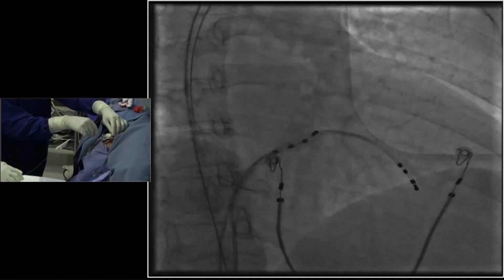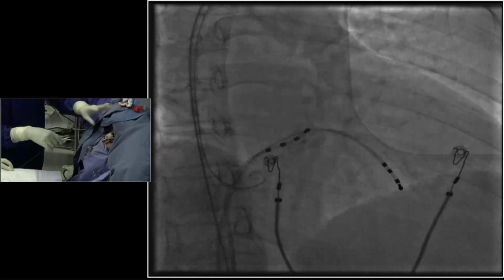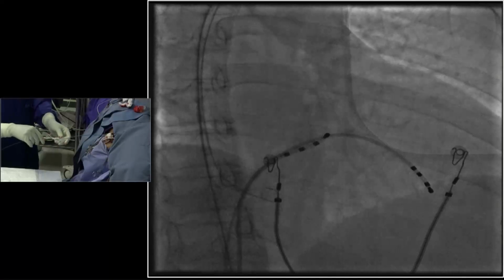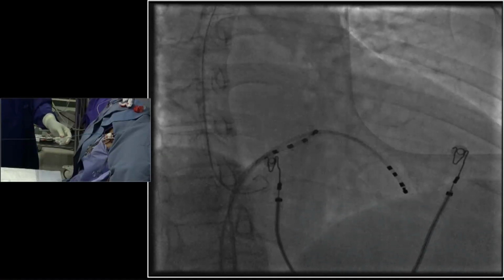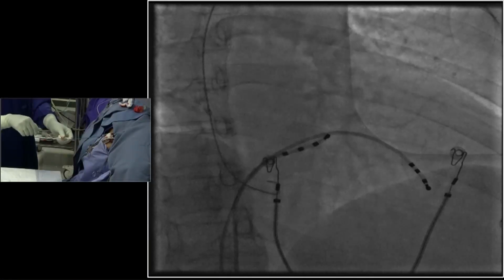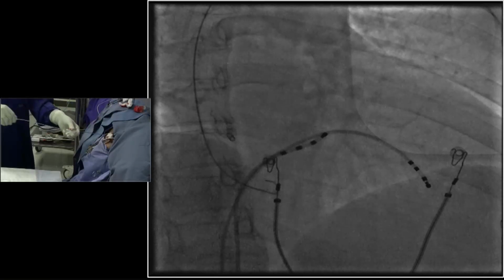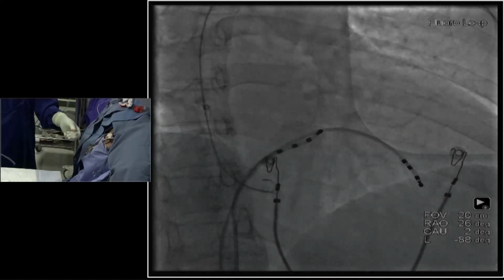So there are two ways of going to the target area. One is to go to the right atrium, and I'm going to pull the wire first. You can see here I'm pulling out the wire first slowly, and then the dilator. So I'm taking out the dilator. So this is one way of doing it.